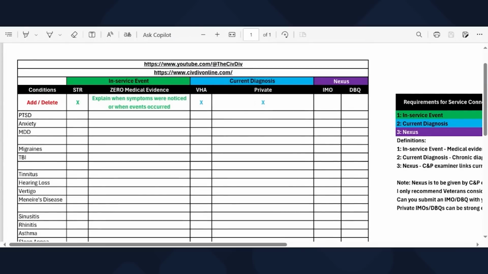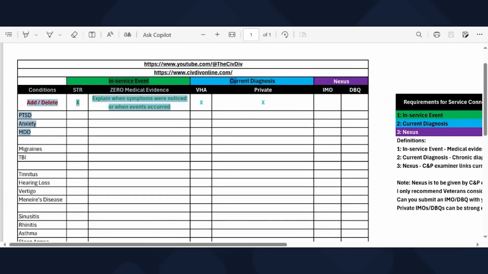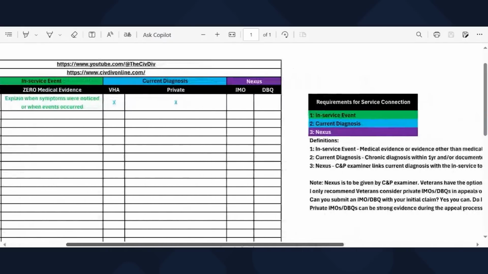Now you look at your current diagnosis. Hey, have I complained to the VHA about my migraines? Was it private? Whatever that looks like for you, then you would put an X in here. Now, we will talk about this, and this is definitely going to fall into the advanced course here. I'll give you a snippet on it, but at a minimum, veterans need, okay, not an opinion. They need to submit an in-service event and the current diagnosis with your claim.